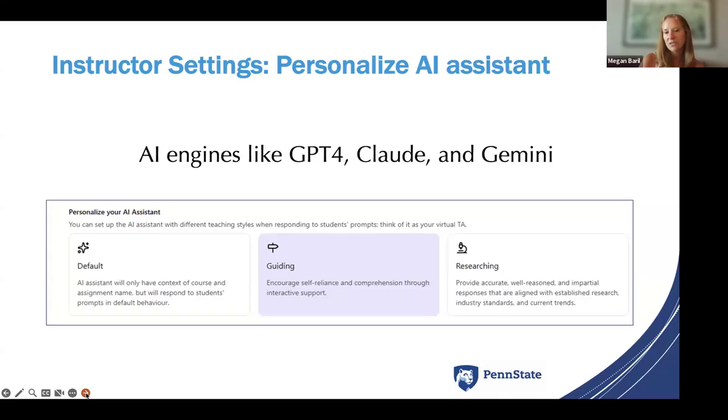And then the third option is researching. So if you have some type of research assignment that you are having students do, you can also set the AI assistant to interact in more of a research-oriented way.